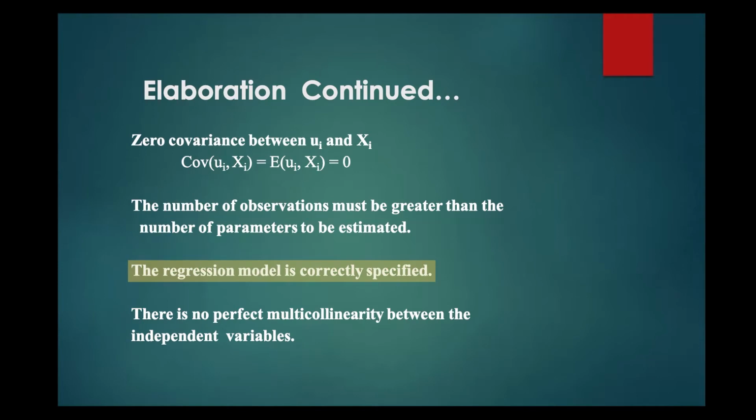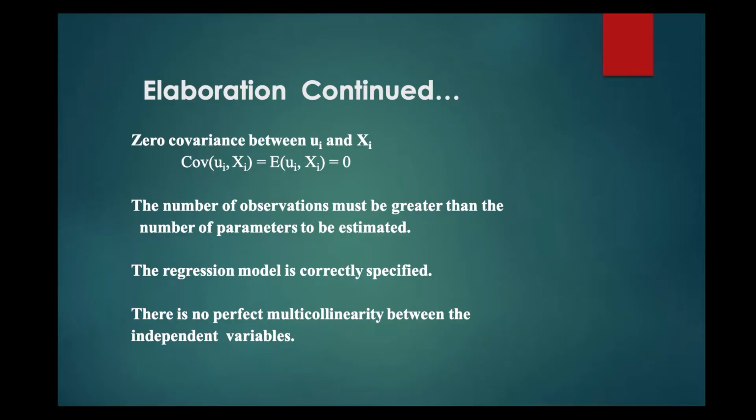After that, we have the regression model is correctly specified. This calls for no omitted variables, and they should not be too many in the model. Omitted variables should not exert more influence on the dependent variable; if this takes place, then generally the estimation model will not be correctly estimated and inference will not be drawn accurately. Finally, there is no perfect multicollinearity between the independent variables, because that will pose a definite problem in this entire estimation process.